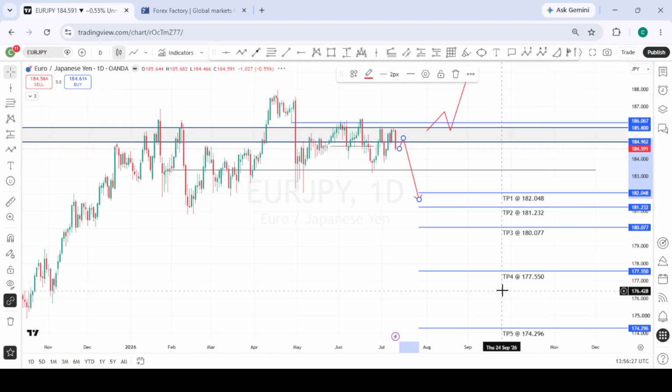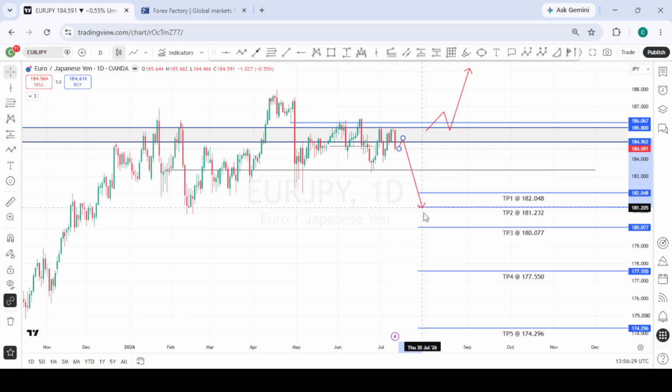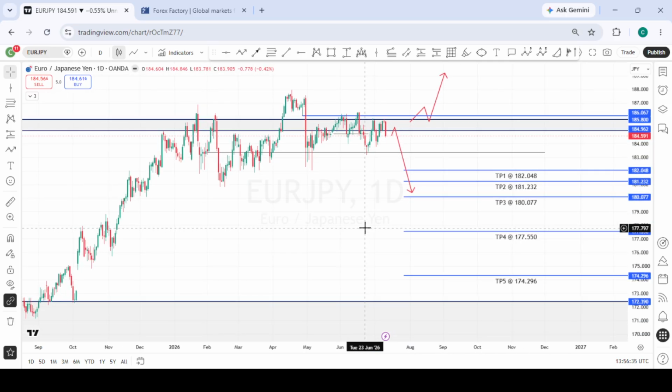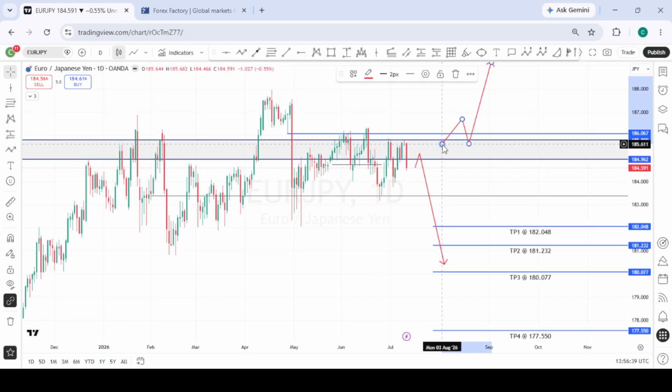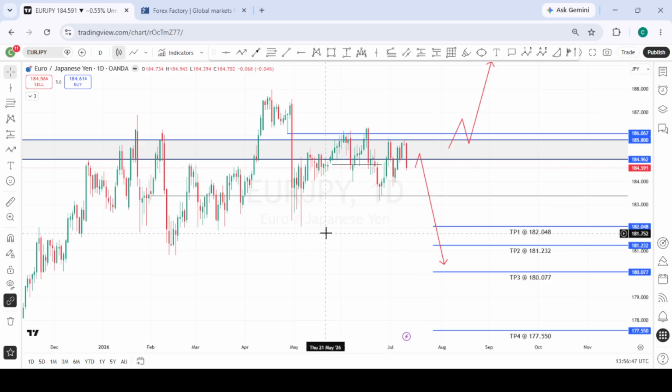So we are bearish on EURJPY. Should price give us this move, we'll gladly take sells from here to the downside and target these various targets we have below. So we are very bearish on EURJPY. Should price break above these structures over here and come for a retest, then we know we are headed to the bullish side. But for now, we are on the bearish side of things for EURJPY.